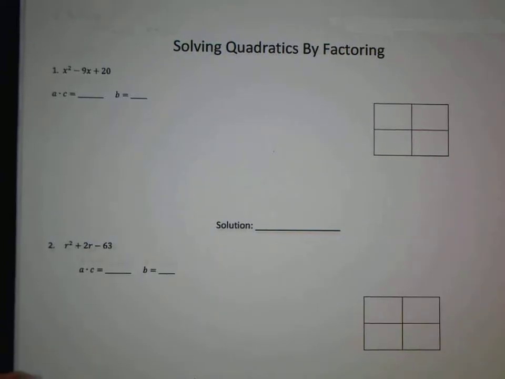This is on solving quadratics by factoring. When it comes to factoring, you have been factoring in Algebra 1, you factored in geometry, and now you're going to factor in Algebra 2. And it probably wouldn't surprise me that this is another way of factoring.